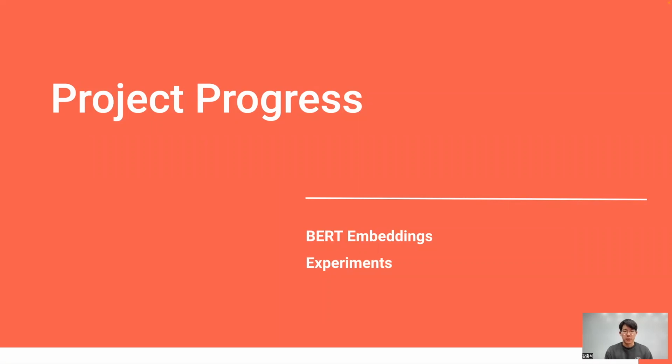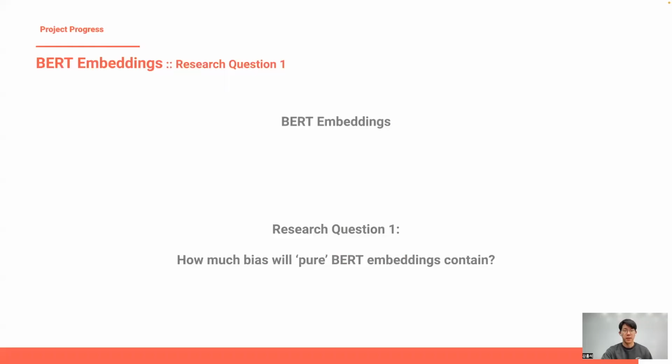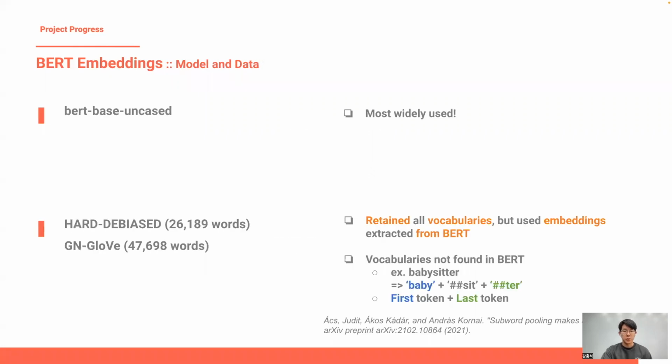Now let's dive into our project progress, starting with extraction of BERT embeddings. To remind you of our first research question: how much bias will pure BERT embeddings contain? We chose BERT based on KAIST for our model. Since we are trying to examine the bias for the users of BERT, we believe the most widely used model to be the best starting point.